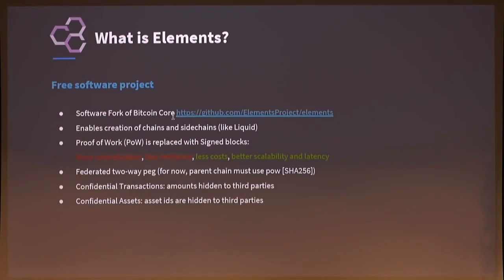And then Andrew Poelstra used these similar concepts to, in addition to hiding the amounts, also hide the asset IDs, because this chain also has multiple assets. People can issue their own assets, and the asset IDs can be hidden, so only the interested parties can see them. A little bit more about confidential assets.